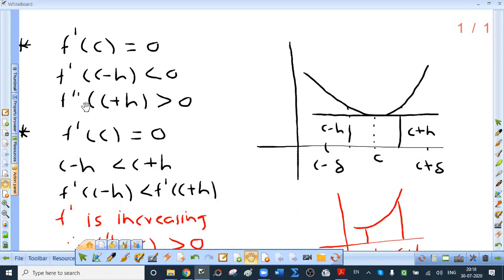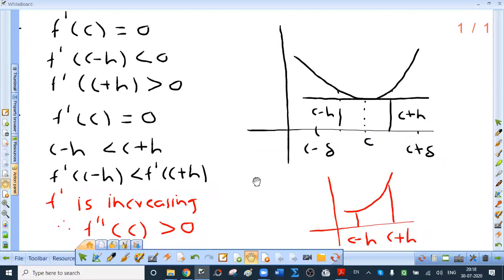Actually, this should not be f double dash. I'm sorry. It should be f dash only. Okay, now this is correct. So f dash of c plus h is greater than 0. Okay, so this is the first derivative test.